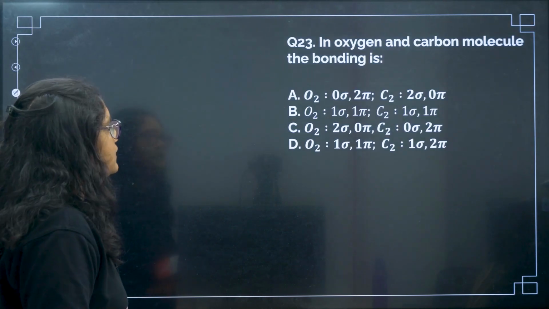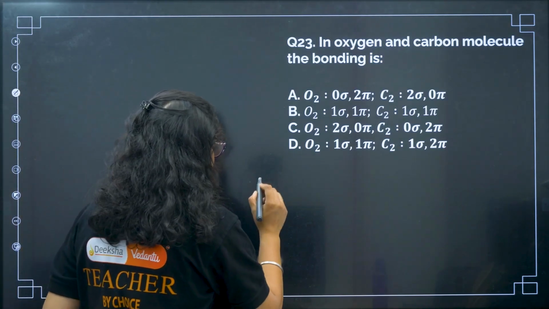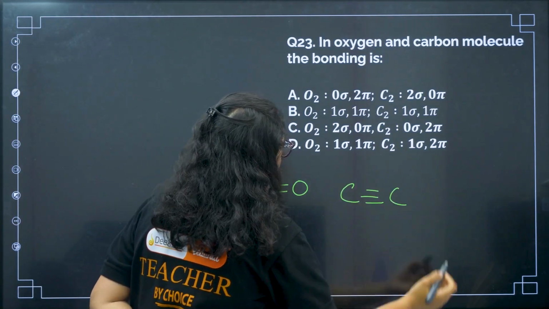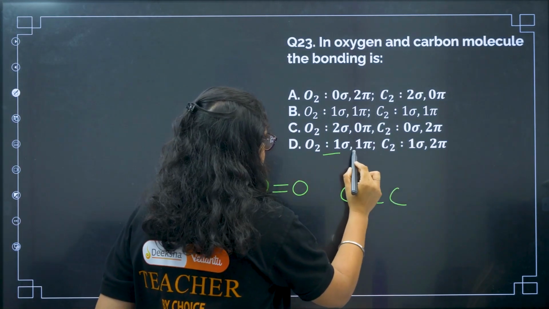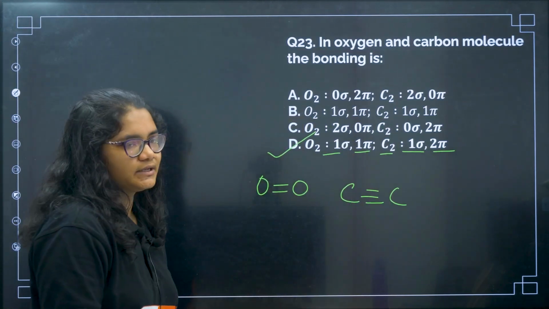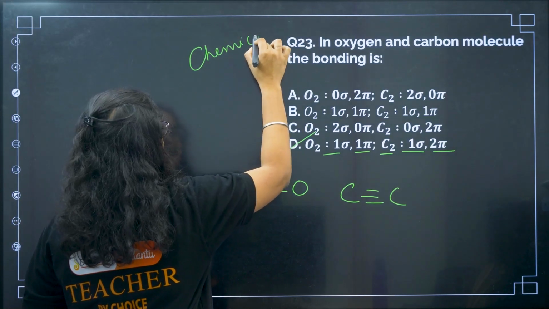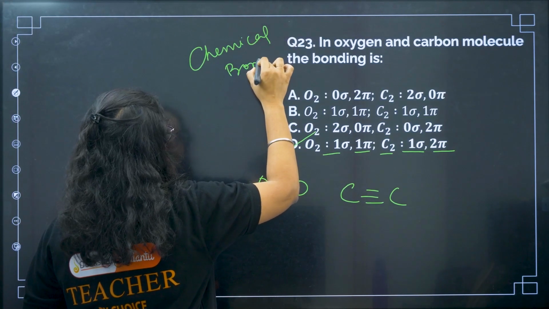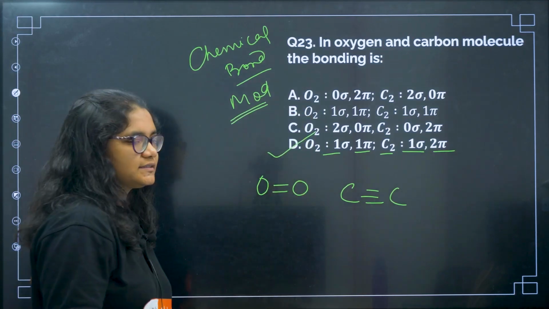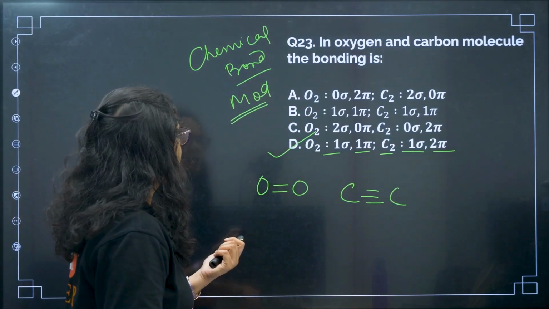Okay, next question. In oxygen and carbide molecule the bonding is, so oxygen we know like this and carbide molecules occur like this. So in oxygen we have 1 sigma 1 pi, carbide 1 sigma 2 pi. So the correct answer for this question is option number D. This question was from your chemical bonding. Okay, I'll say a little moderate question, because Lewis structures and all are not very easy to draw if you have not understood properly. So on the moderate side.